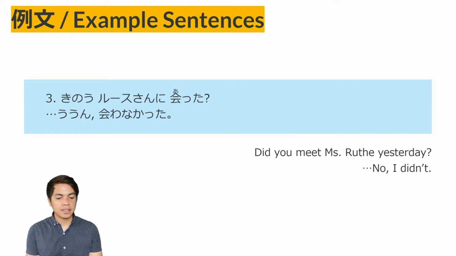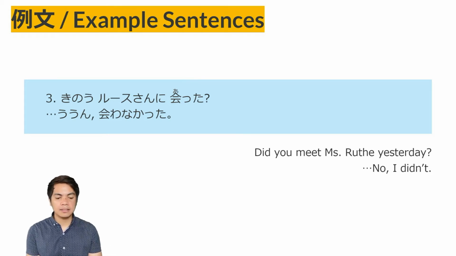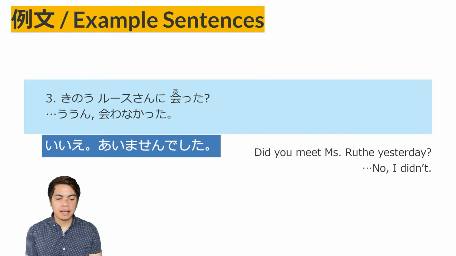Number 3. Kino rusu san ni atta? Awanakatta. So from the sentence kino rusu san ni aimashita ka? So aimashita, the plain style for aimashita is atta. Then question mark. Atta. He said, iie, aimasen deshita. So the plain style is awanakatta.